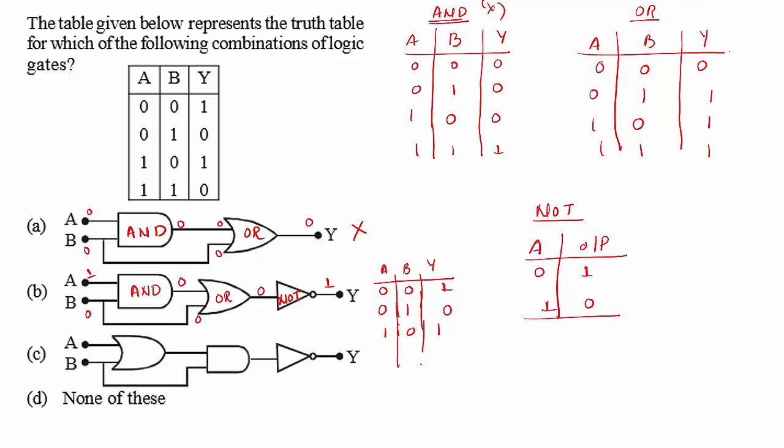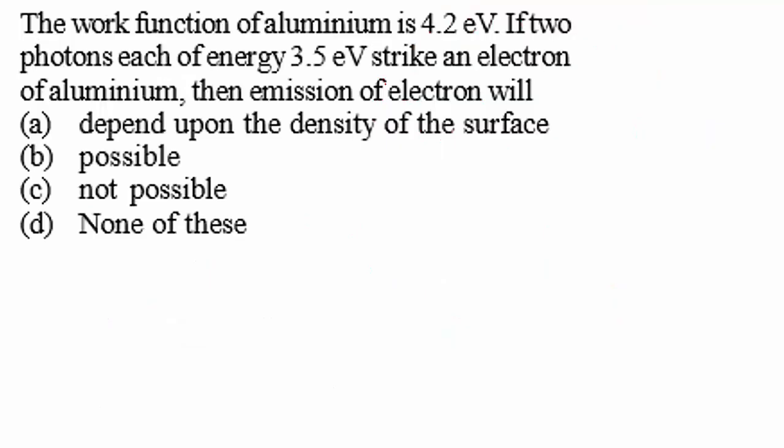Then the last point. Last, I am going to put 1, 1. For the AND gate we will get 1. 1, 1 for the OR gate we will get 1. So 1 for the NOT gate, the inverse of 1 is 0. So 1, 1 will be 0. So we got the same answer here. That means the second logic gate combination is correct for the given truth table.